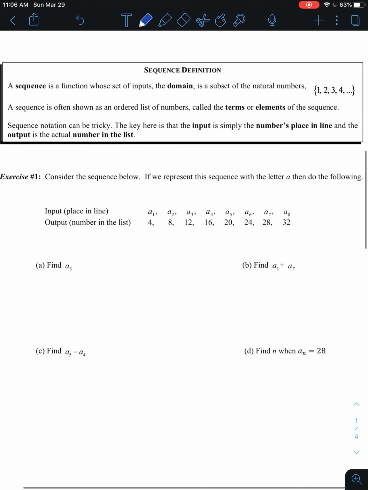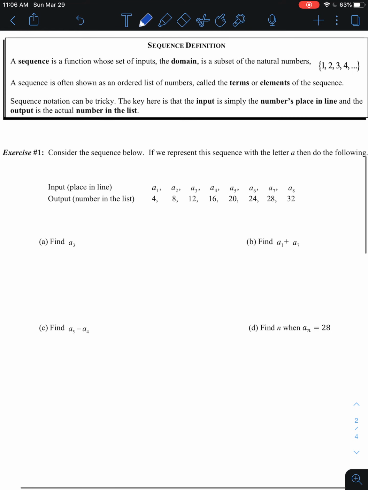So in this unit, there's going to be some new notation that we're going to want to look at. And that notation is called sequence notation. So a sequence is really just a function. So we've studied functions before, right? So functions have inputs and outputs. The input to a sequence is actually the domain, just like it would be with a function. But what a sequence input is based on is the position that the term is.